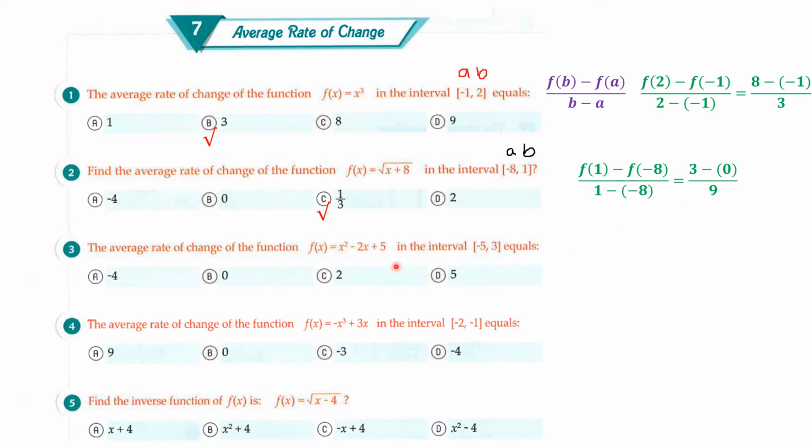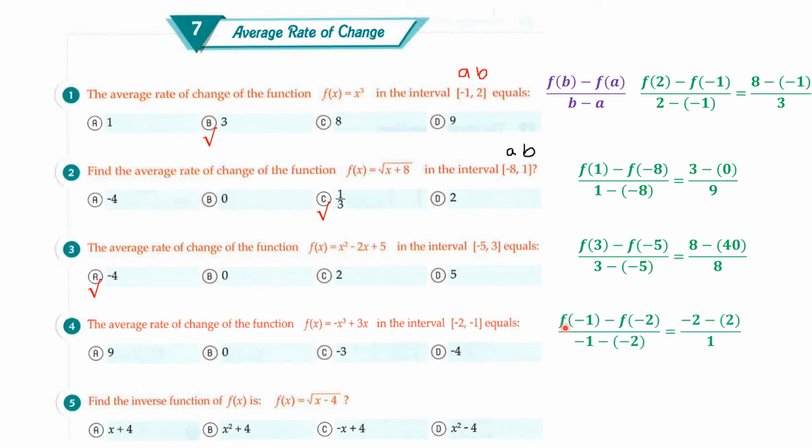The average rate of change of this function in the interval -5 and 3. F of 3 minus f of -5 over 3 minus minus 5. When substituting in this function, you will get the answer as -4. The same procedure for the average rate of change of this function on the interval -2, -1. This is A and this is B. F of -1 minus f of -2 over -1 minus -2, we get the answer as -4.